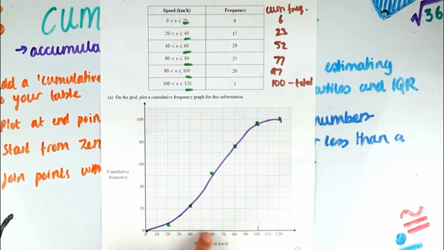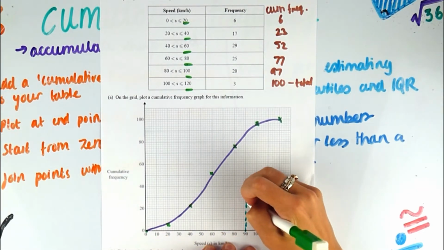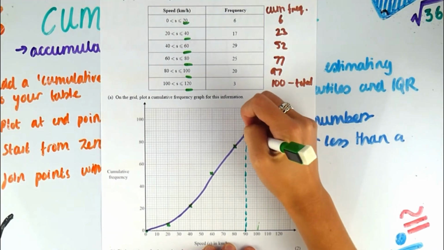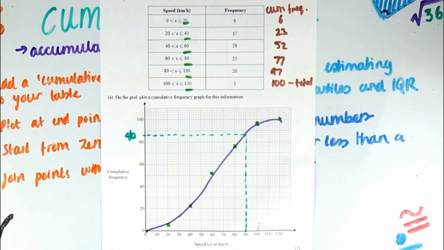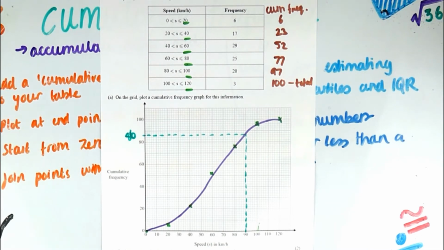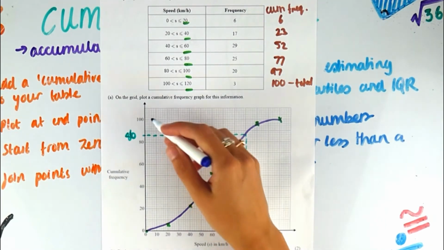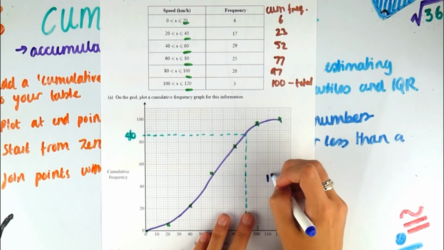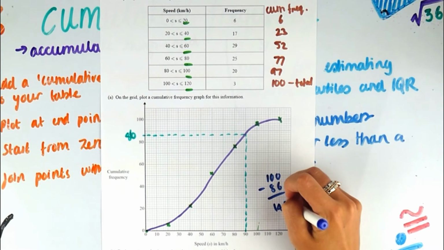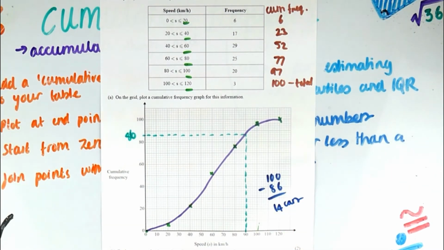So let's find 90 kilometres per hour and go up and see what our graph is telling us. If we go along from that point, we get a value of 86. The cumulative frequency is 86, but that 86 is telling us the less than. So all the cars less than 90, there would be 86 of them. We're asked for over 90, and we know there are 100 in total, so we do 100 minus 86, and that gives us that 14 cars were going over 90 kilometres per hour.